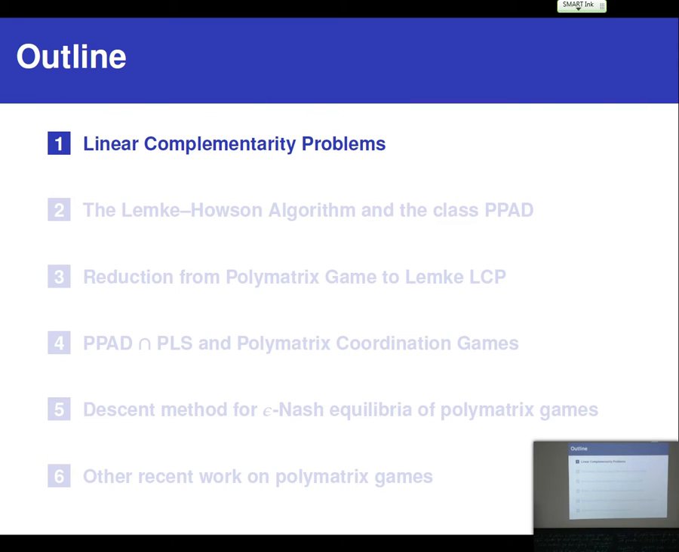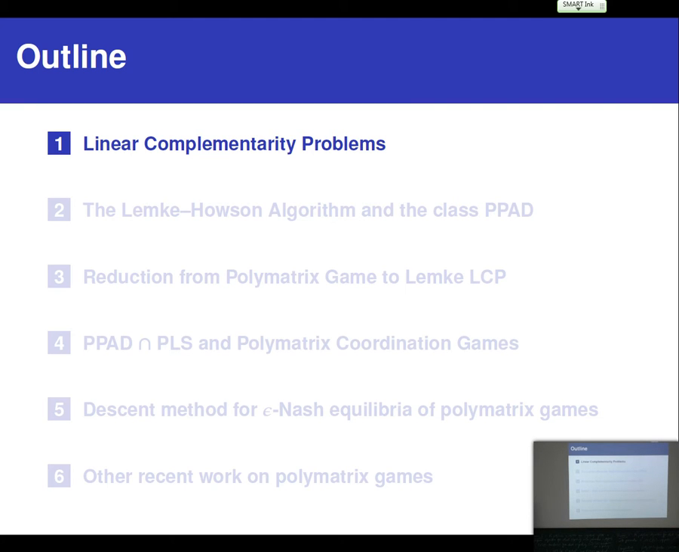Okay, then, so the outline for the rest of the talk, I want to tell you what a linear complementarity problem is, because I think these are good things to know about. I'll then present the Lemke-Howson algorithm for bimatrix games, where I think that's nice because it immediately gives a nice introduction to the complexity class PPAD. So then I'll actually present a reduction from a polymatrix game to an LCP to which Lemke's algorithm can be applied. Lemke's algorithm is similar to the Lemke-Howson algorithm. I won't really go into the differences too much, but you'll get the flavour.